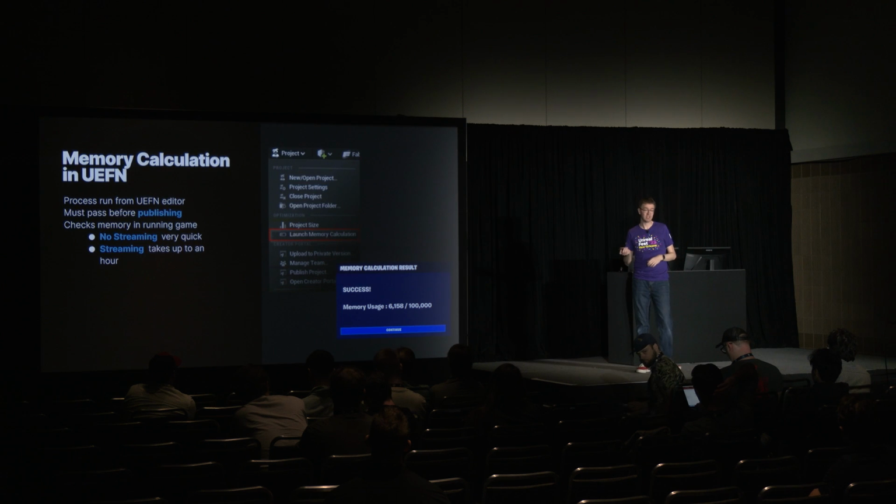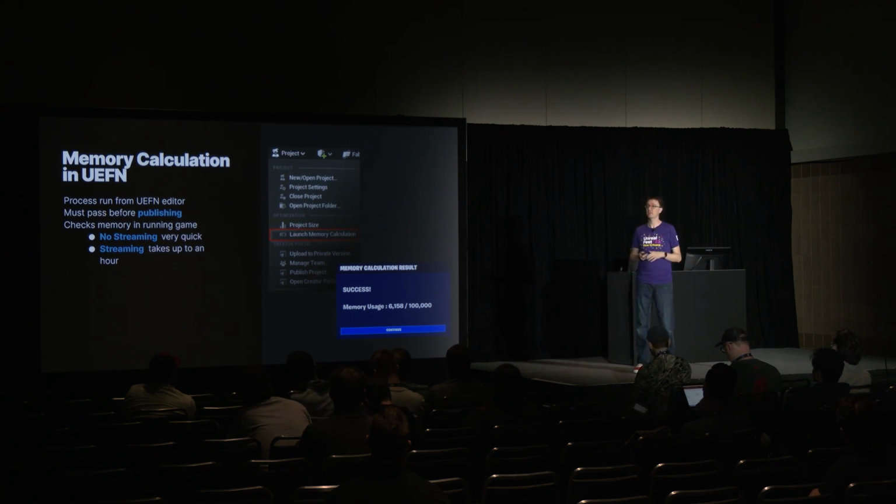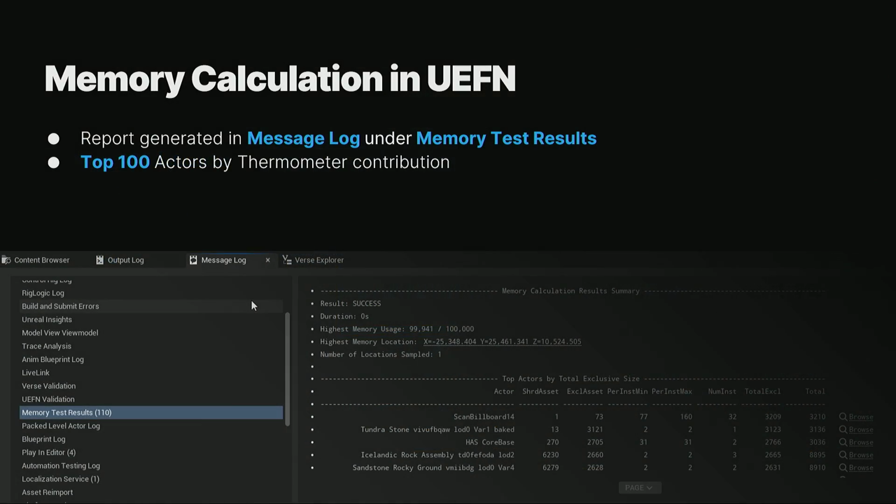Turning off spatially loaded for things that don't need it will make it faster. Avoiding objects that have really big bounds that stretch across the whole map can help as well. And playing with the cell size, like we talked about earlier, to reduce the number of cells can make it faster. And once you've done the memory calculation, you get a very attractive report in the message log under memory test results. This will list the top 100 things in your map by their thermometer contribution. So it's a really helpful place to start when you're thinking, oh my goodness, I'm 20 or 30,000 over budget. What on earth am I going to do?